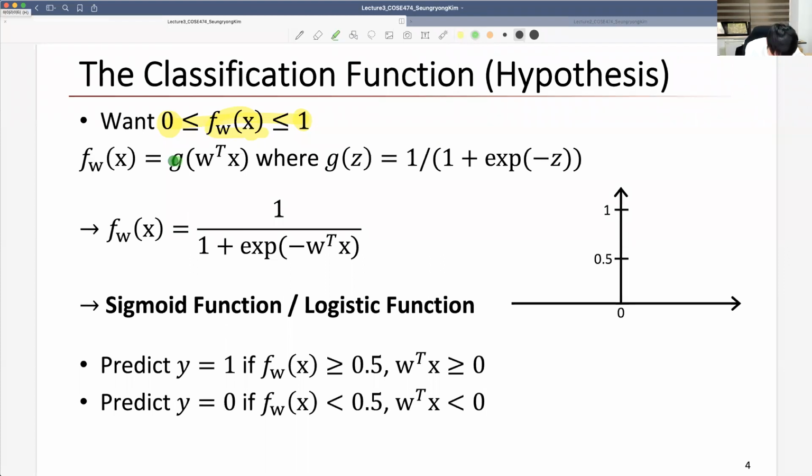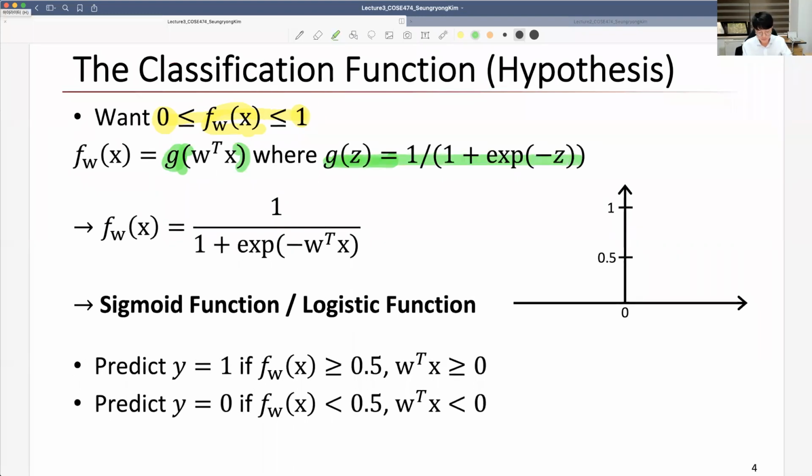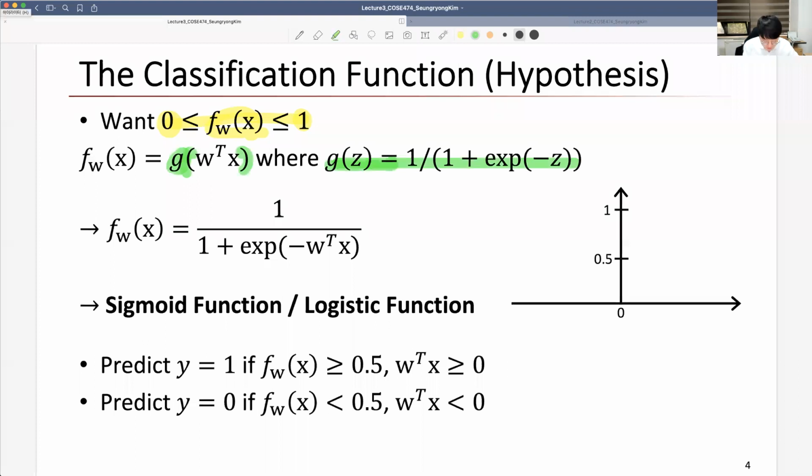We need a nonlinear function. What is that? Okay, here is our nonlinear mapping function. This nonlinear mapping function is defined as 1 over 1 plus exponential negative z. So for example, let's say this is the z, and this axis means g(z). Then the shape of this mapping function looks like this one.